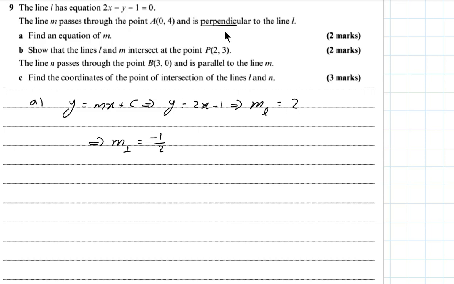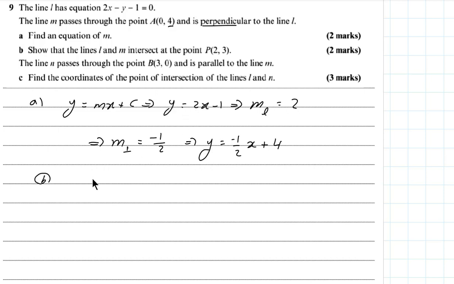So this is the gradient of M, and also we have the y-intercept, which is 4. This is the y-intercept. So directly we can say that for the line M, y = -1/2 x + 4.